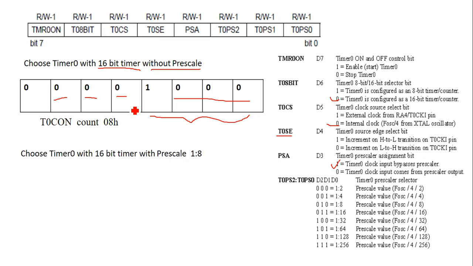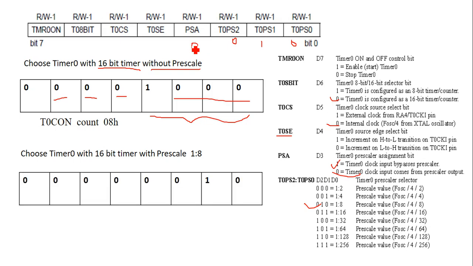If I choose Timer 0 as a 16-bit timer with prescaler 1:8, 1:8 means this combination: 0 1 0 0 1 0. But I am using the prescaler, so this one bit will be 0. This PSA will be 0. So your combination is, T0CON will be 02H.